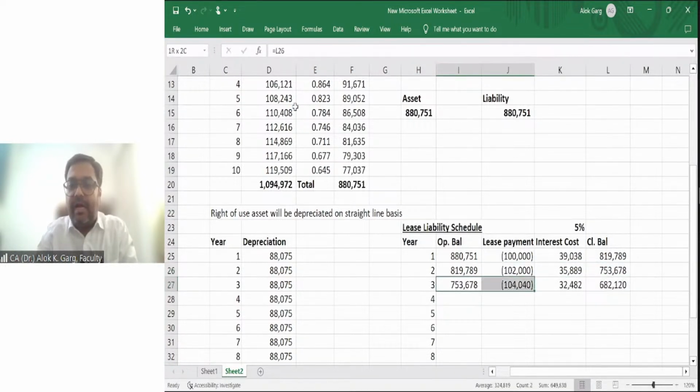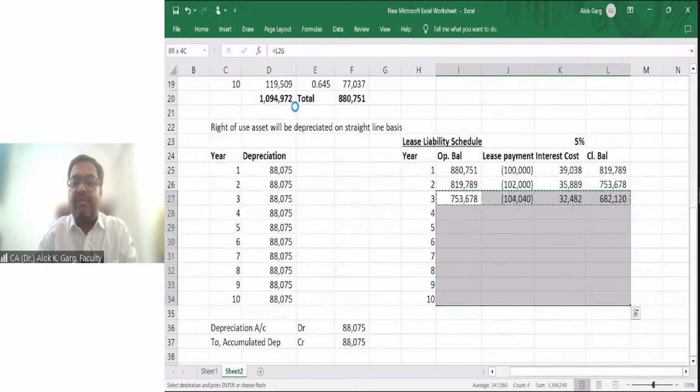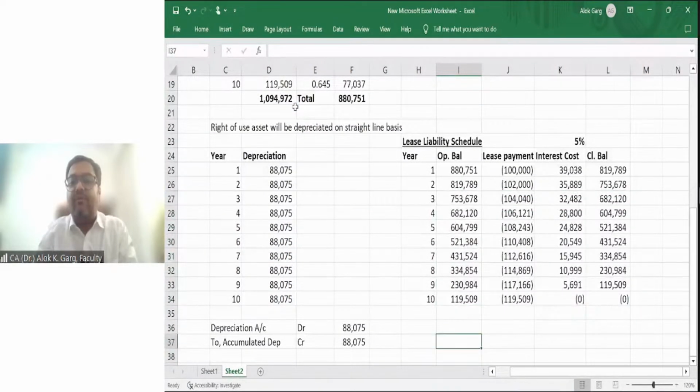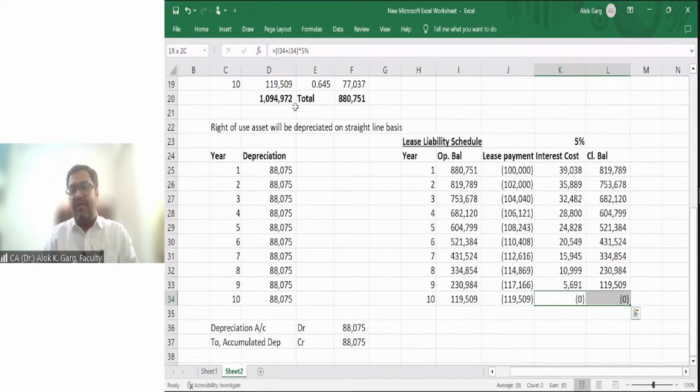So if I extrapolate this calculation to the 10 years, you can find that at the end of the 10th year, there is no interest cost and there is no closing balance. Why? Because the payment is happening at the beginning of the year. So in the beginning of the 10th year, whatever payment is there, that has been paid, right?